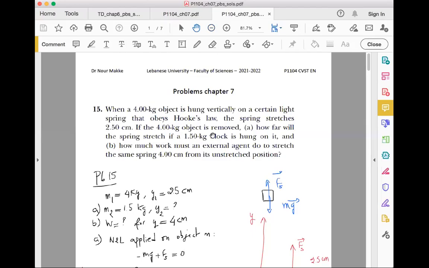Good morning, everyone. In this video, we're going to solve problems of chapter 7, where we have discussed energy and energy transfer. So let's start first with the first exercise.